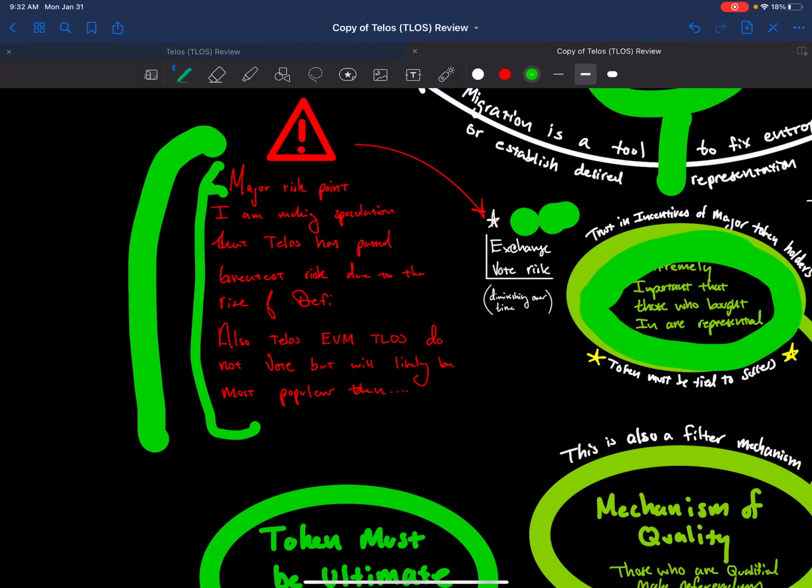But I'm working on the speculation that Telos has passed the greatest risk from this, because DeFi is spreading and more people are not using centralized exchanges. But if people do deposit their Telos in ecosystems that have the ability to vote with those Telos tokens, that could be bad as well. So these are the risks. That is one of the risk factors: people who did not buy into the ecosystem receive user deposits and then vote on their behalf.